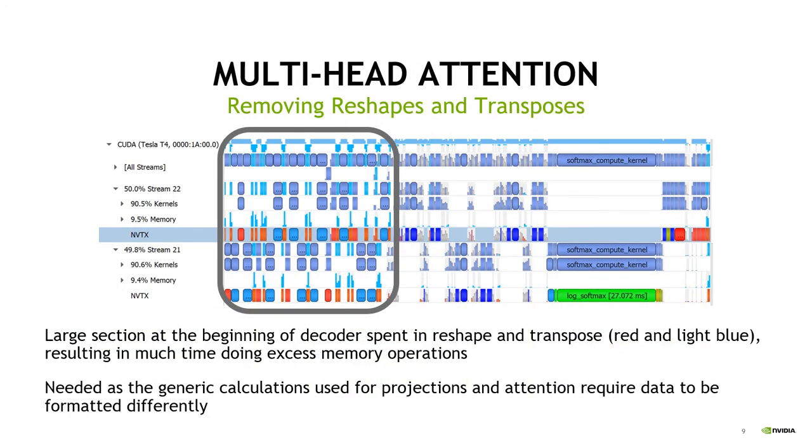Revisiting our previous screenshot of the Insight Systems profile, one such pattern is highlighted here in gray. In this case, a large section at the beginning of the decoder is spent in reshapes and transposes, which are in red and light blue respectively, resulting in much time doing excess memory operations. The reason for this is that the generic calculations used for projections and attention require data to be formatted differently. And so after the data is projected with a fully connected layer, it needs to be transformed properly for the matrix multiplications associated with the attention stage to be applied to the correct elements.